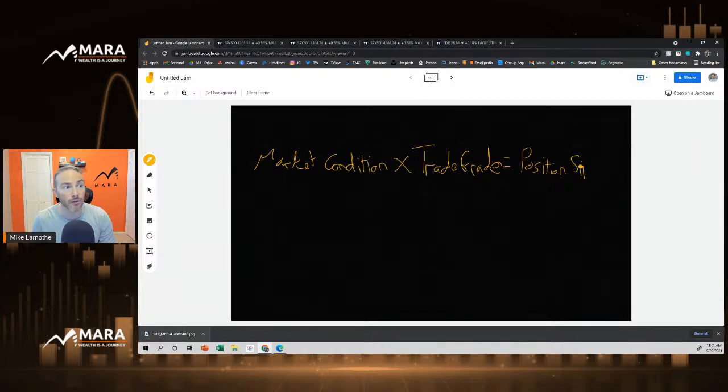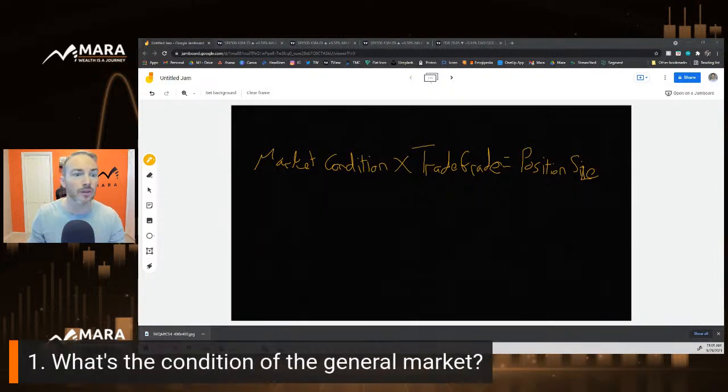So we are always trying to figure out what's the current condition of the market, what's the quality of the trade that I'm looking at, and then take those two things, multiply them together, and then that's going to help us figure out very easily how much we should risk on a particular trade. So the first question that you might have is, well, what's the condition of the general market?